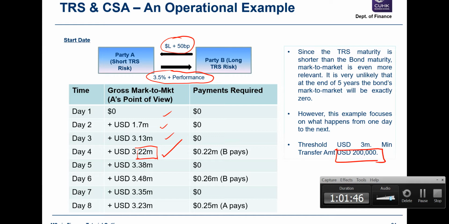Now the day after, the mark-to-market is now 3.38. So in theory, party B should give to party A another 0.16 million additional. But because this transfer amount will be less than the minimum transfer, for operational reasons, they say to each other, let's not bother about that. But the day after is different. So that's the example.